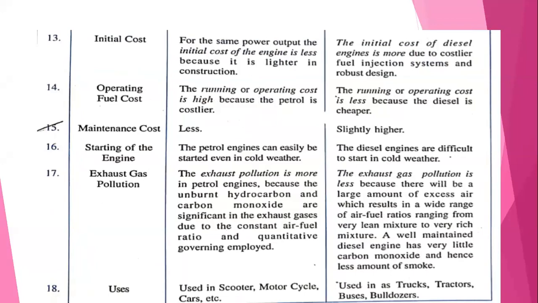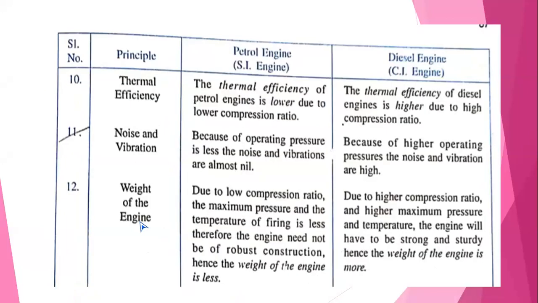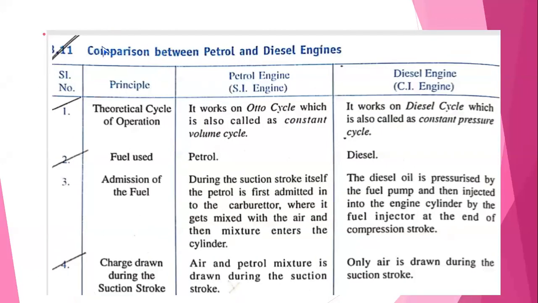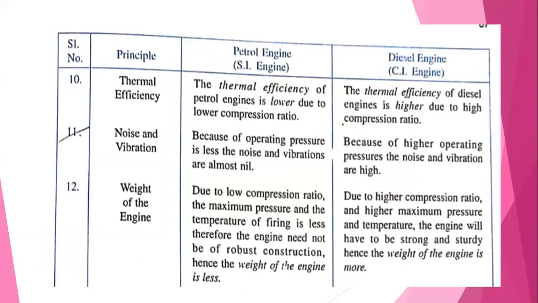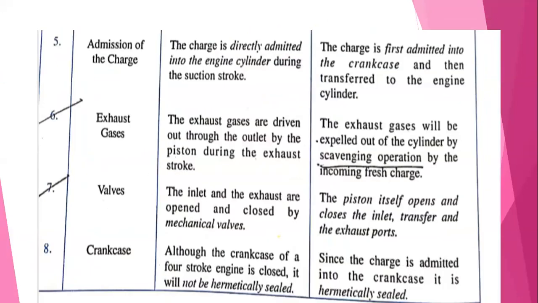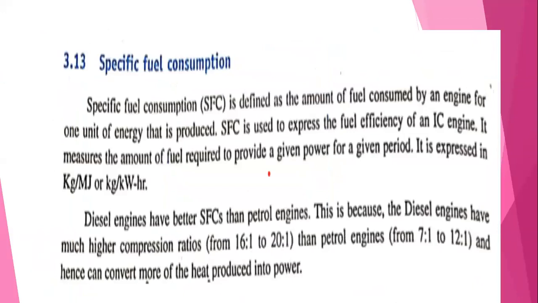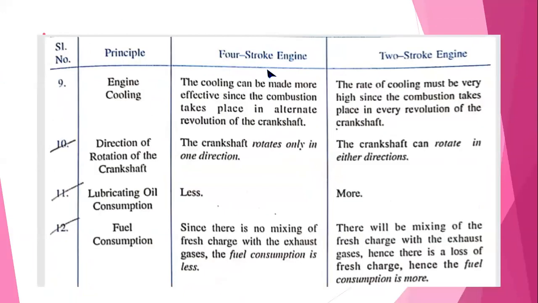See, here you have 18 differences for petrol and diesel engines. You write a minimum of 10 in the examination. Usually you have this question for 5 marks. For that, write a minimum of 10 differences between petrol and diesel engines.